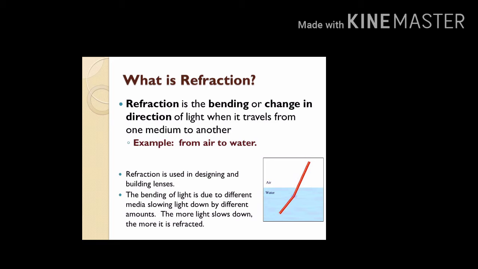Refraction is used in designing and building lenses. How a lens works, we will discuss that. The bending of light is due to different media slowing light down by different amounts. The more light slows down, the more it is refracted. That is an important point. Refraction is due to the speed of light varying in different media. That is the reason refraction happens.